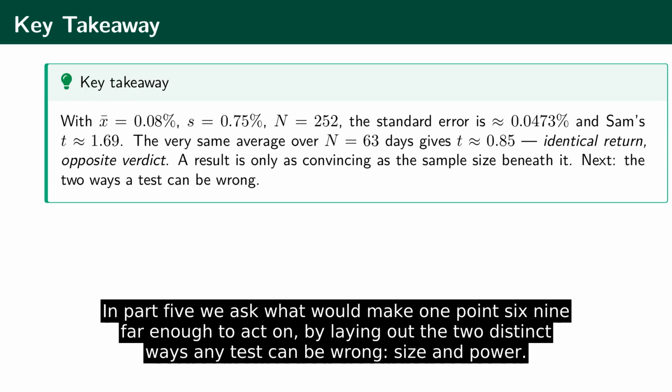In Part 5, we ask, what would make 1.69 far enough to act on, by laying out the 2 distinct ways any test can be wrong, size and power.